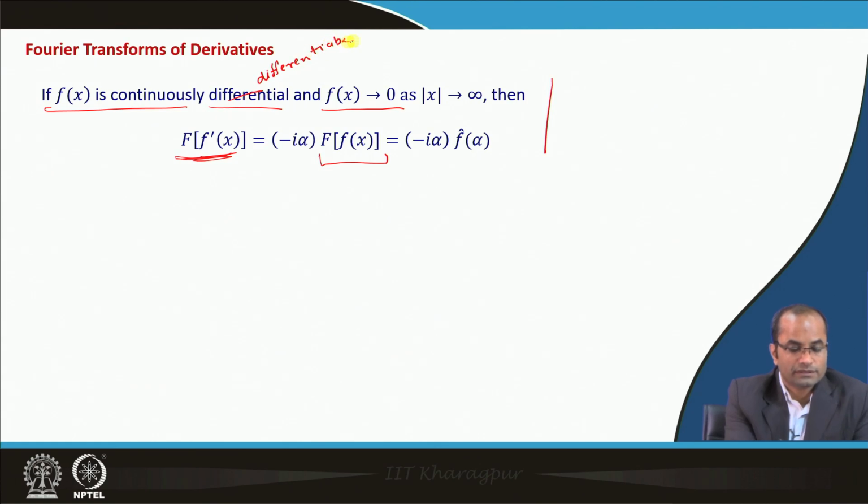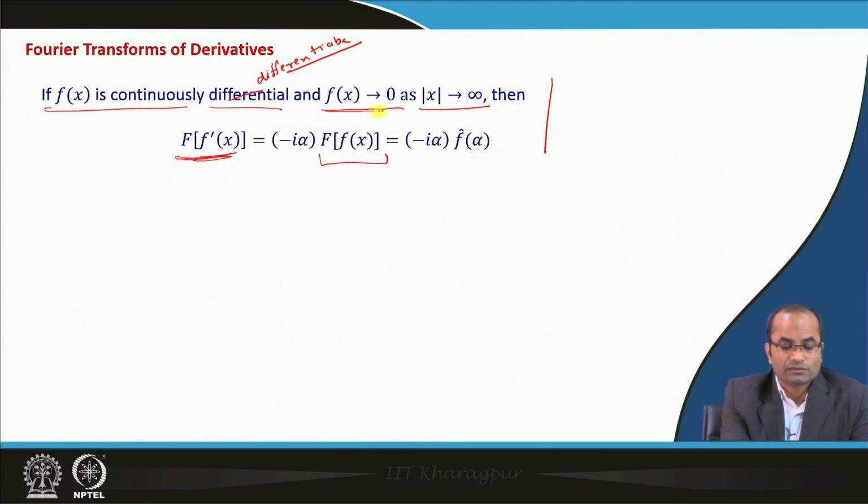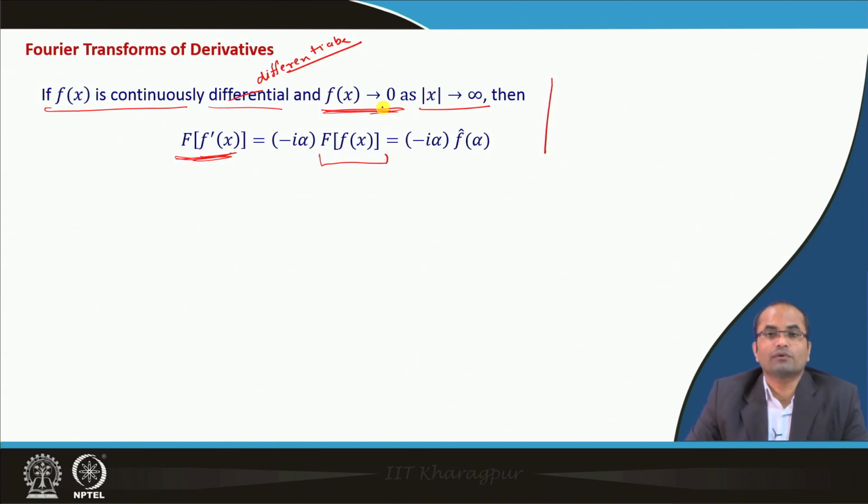and f(x) is equal to 0 as mod x goes to infinity, that means when x goes to plus infinity or x goes to minus infinity, f(x) is going to 0. So, that is the additional property we are taking here, but in most of the practical problems, or later on we will also realize while solving PDEs, partial differential equations, that this property is quite natural.